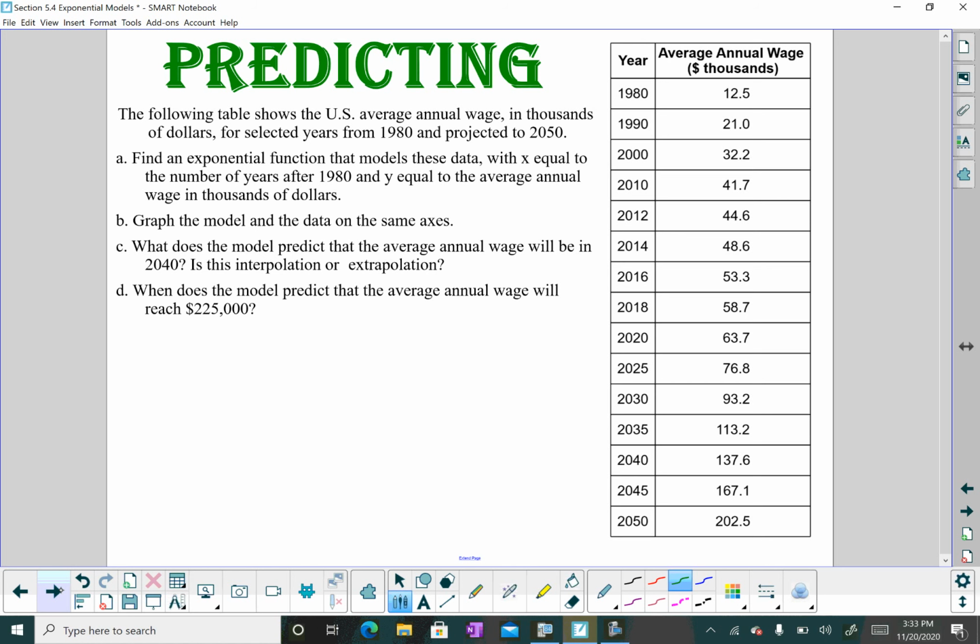Okay, let's try another one. It says the following table shows the U.S. average annual wage in thousands of dollars for selected years from 1980 to 2050 projected. Find an exponential function that models this data where this time x is going to be equal to years after 1980 and y is the average annual wage. We're going to graph it, we're going to make a prediction, and then we're going to make another prediction as well.